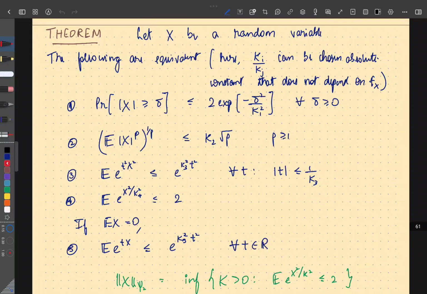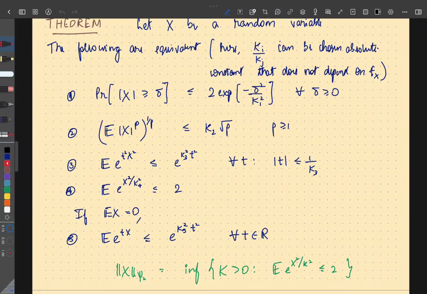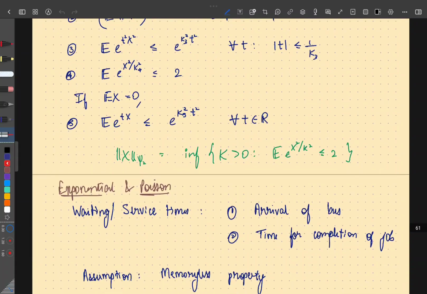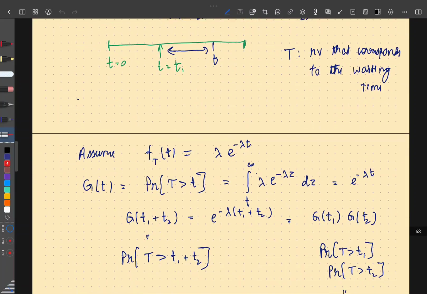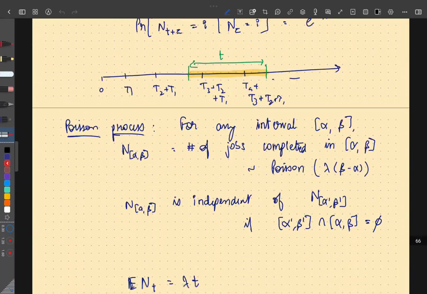Alright, so recall that we defined the sub-Gaussian random variable using a set of equivalent conditions. The most important being that the expectation of x square by some constant k square should be less than or equal to 2, and this should happen for some finite constant k. Alright, and we extended the same ideas.